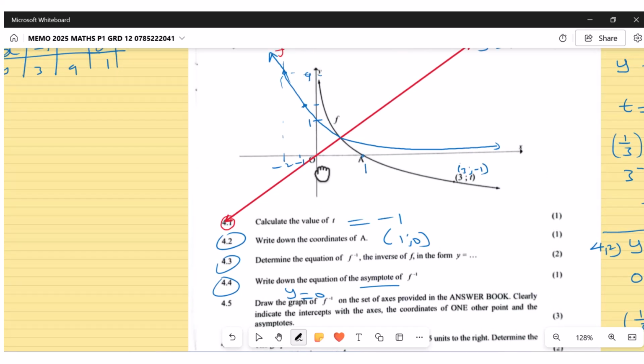All right, what else do we need now? They say question 4.6 here. They say that the graph of h is obtained when f inverse is translated 5 units to the right.